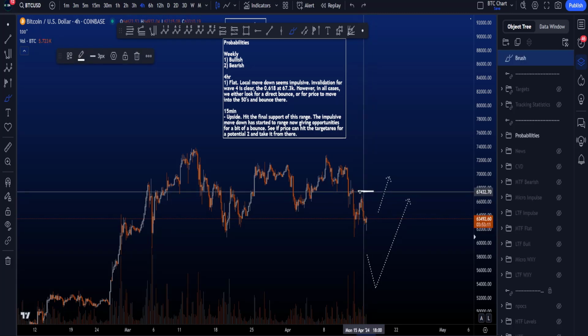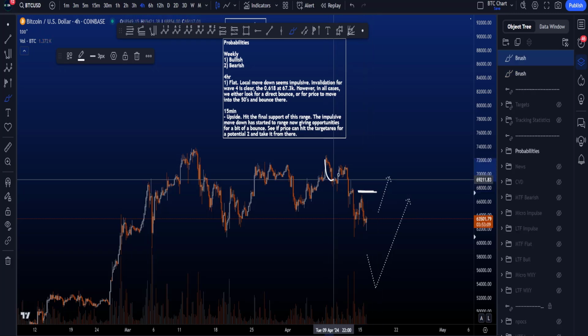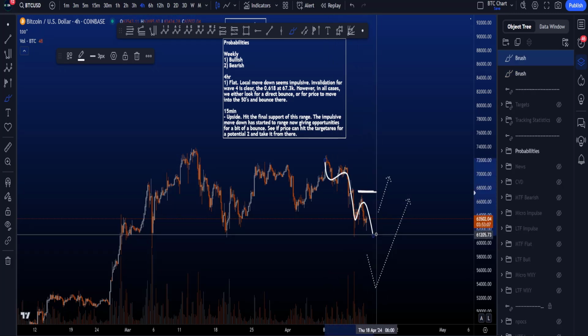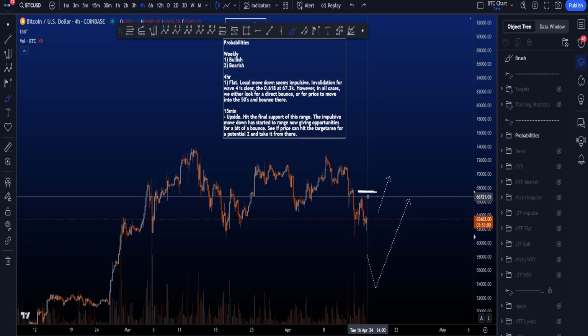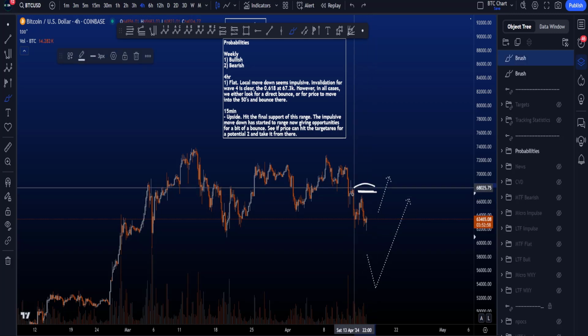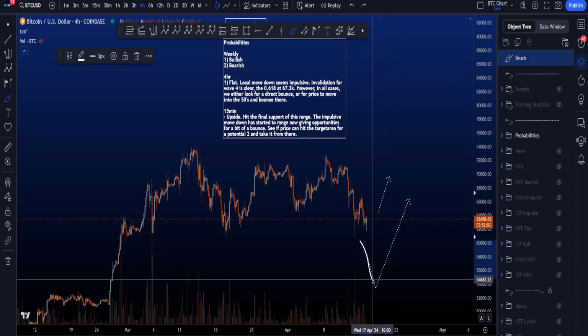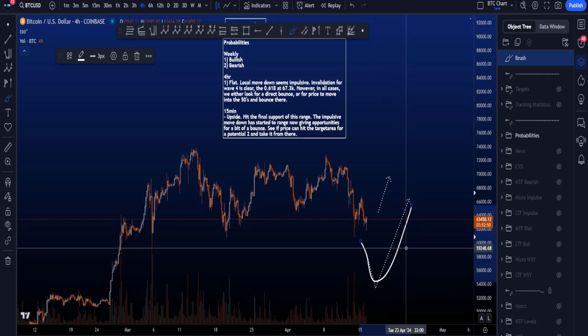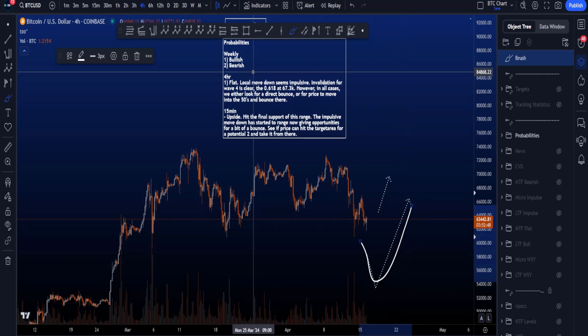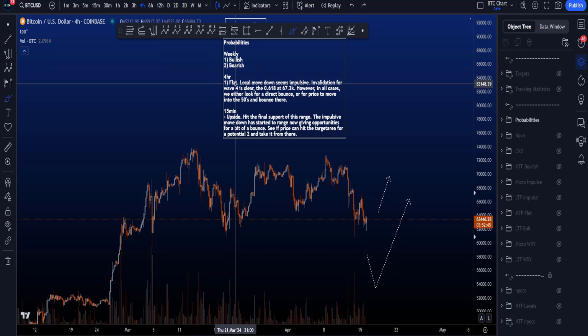However, the invalidation for a wave 4 in this impulse to the downside, 1, 2, 3, 4, 5, is very, very clear. At 67.3K, we have that 0.618 invalidation for a wave 4. But in all cases, what we are looking for is either a bounce directly or price to move into the 50s and then find support and bounce to the upside there to continue the trend on the weekly time frame.